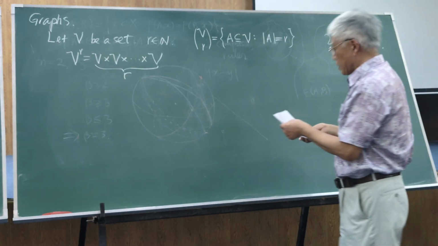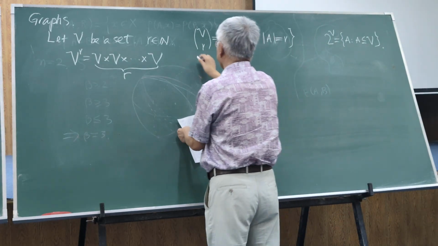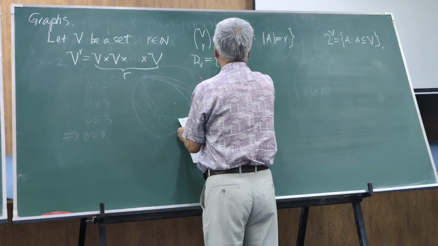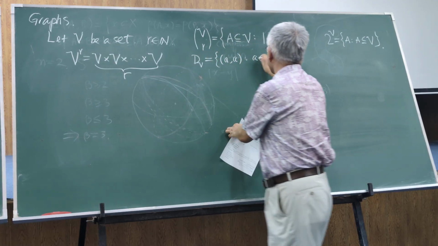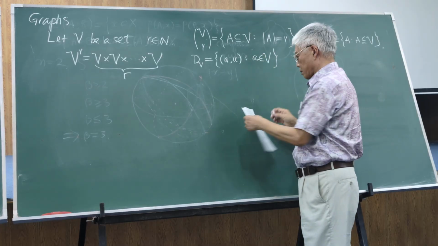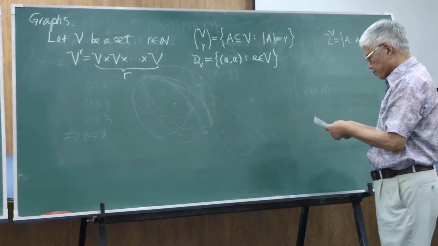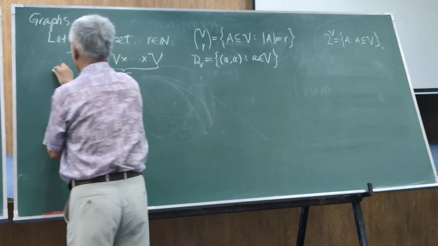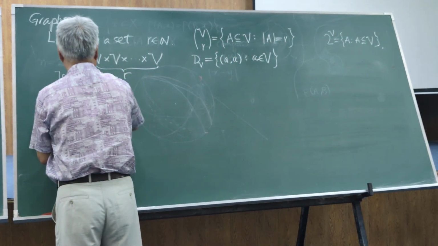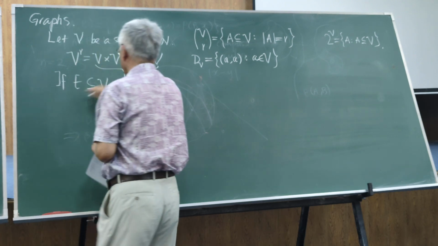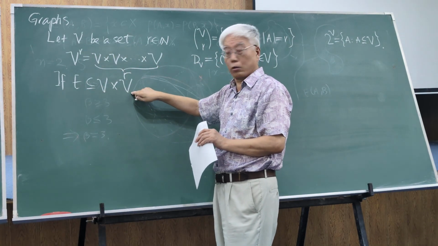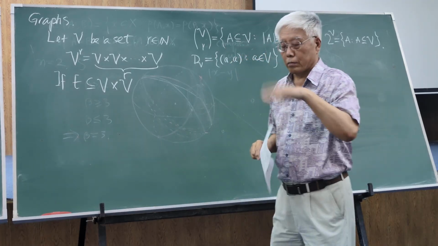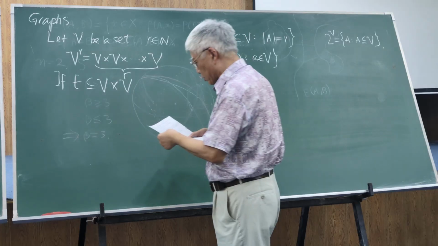And by D sub V, the diagonal of the binary relation on V. And if E is a binary relation on V, this is what we mean by binary relation. You should really know this. Just any subset of V cross V is called a binary relation on V.